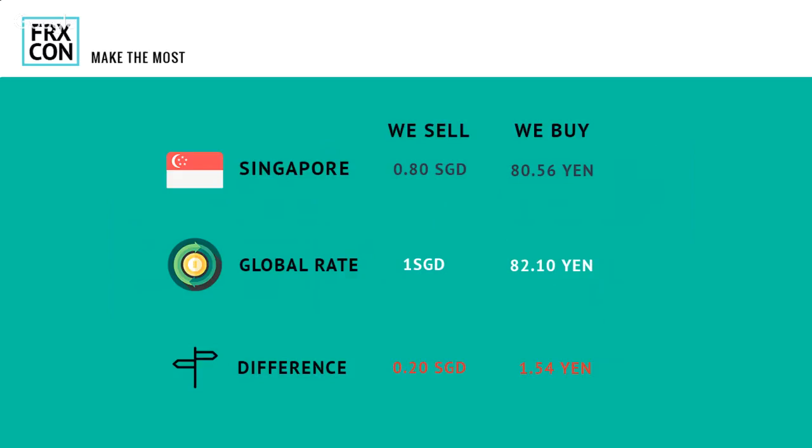Most of us would normally go to the money exchanger. As you can see from the screen, when you go to the money exchanger, he or she has their own rates. It sells at 80 SGD and then it buys at 80.56 yen. However, this is different from the global rate. As you can see from the screen, the global rate may sell at 1 SGD and buy at 82.1 yen.